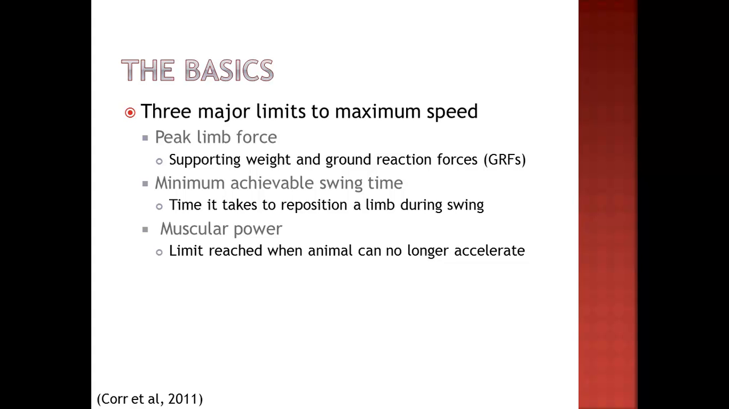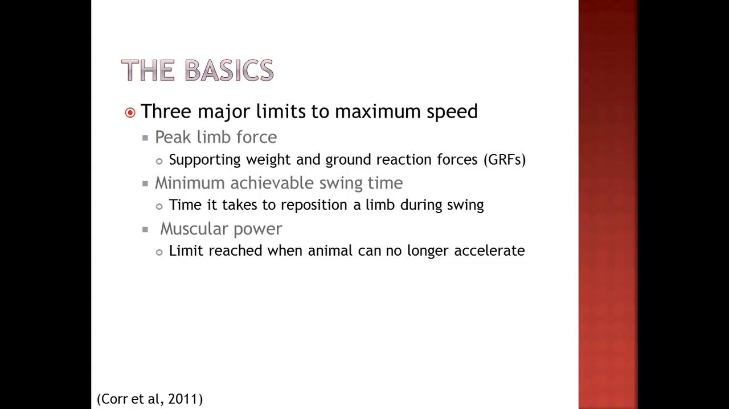So to determine where the differences in top speed between the two stem from, researchers looked at three limits that are also known to limit speed in people. The first is the peak limb force, which relates to the ground reaction forces in the animal's ability to support its own body weight. The second is the minimum achievable swing time, and that refers to the minimum amount of time it takes an animal to reposition its limb during swing.